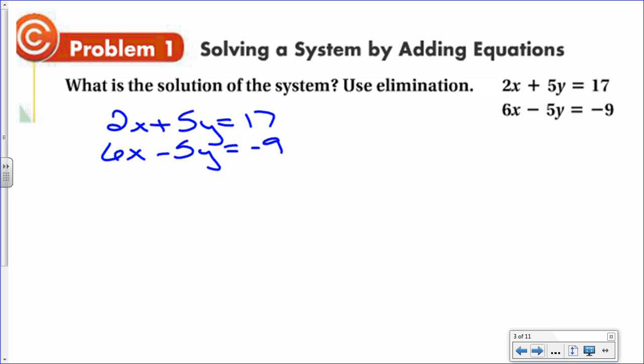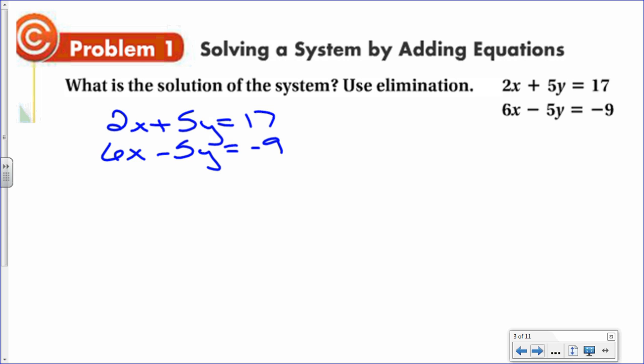All right, so step one is done. We have everything lined up vertically. Step two is decide which letter is the easiest to eliminate. Now, something eliminates if it equals 0, such as, let's say you take a positive 2 and put it together with a negative 2. Positive 2 and negative 2 equals 0.